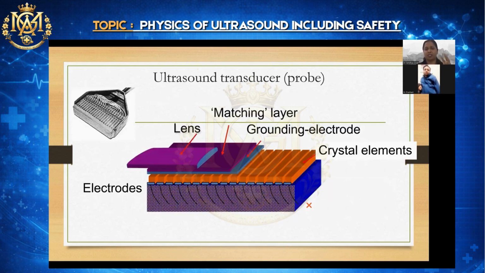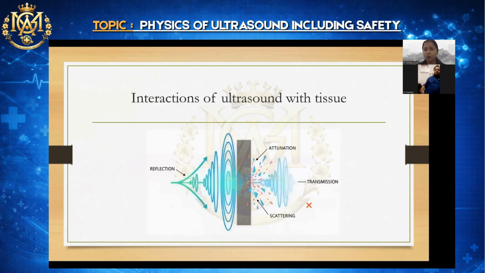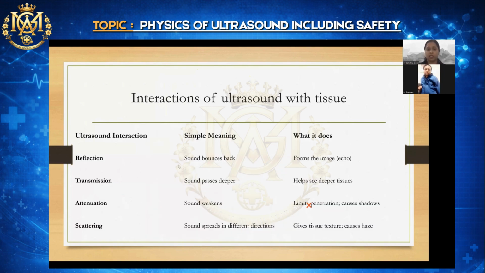Now, that probe is not very simple. There are multiple layers. There is the lens, the matching layer, the grounding layer, the piezoelectric crystals, and the electrode. This is the place where interaction happens, electric to mechanical, mechanical to electrical. Once the ultrasound wave is going, obviously, everything will not be reflected. Some things will be attenuated, some will scatter here and there, and some of the energy will be transmitted. So the amount which is reflected is going to decide how bright and beautiful an image you get. Let's now see.